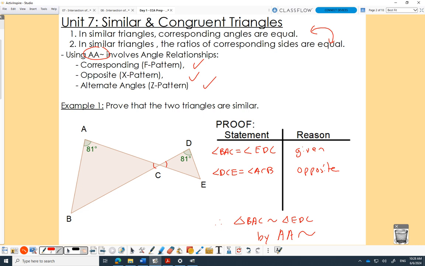Many of the assignment questions had two parts to them. Prove they're similar, yes? Then now solve for x's and y's. Let me say that again. Many questions have two parts to them. Prove they're similar using your angle theorems, then solve for some sides now that you know that's true.